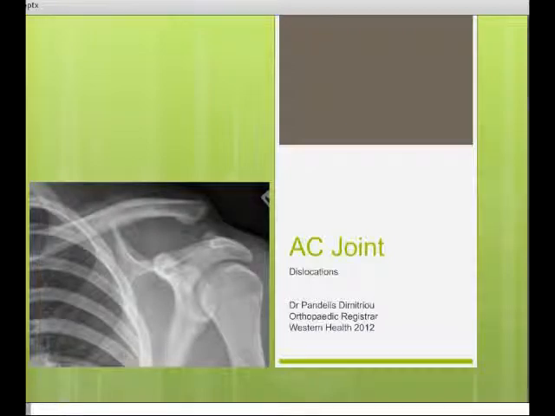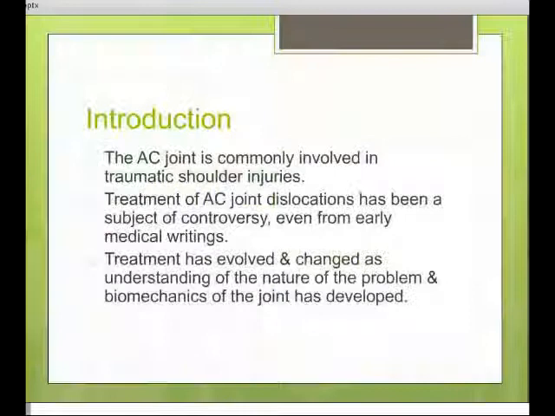Now, the AC joint is commonly involved in traumatic shoulder injuries, and the treatment of this type of injury has been a subject of controversy for many, many years, even from early medical writings. However, the treatment has also evolved and changed as our understanding of the nature and the problems with the biomechanics of the joint has developed.